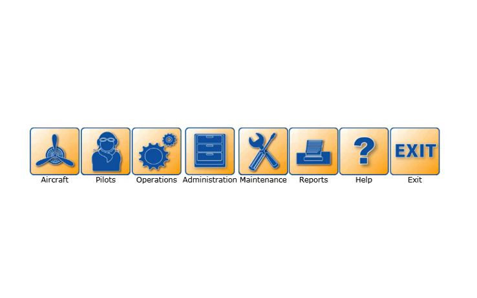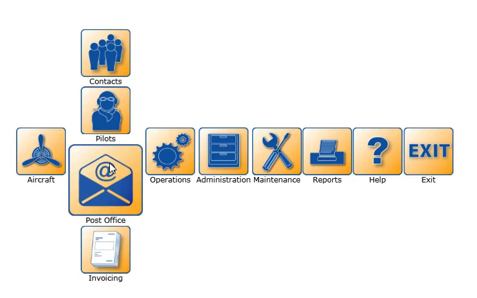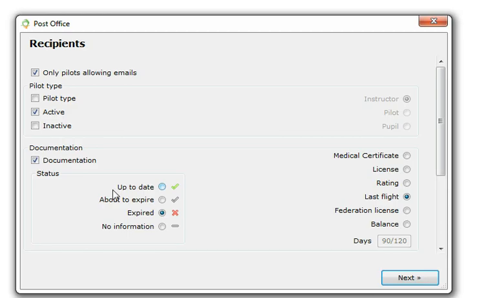In this video we will show a new feature that was introduced in version 1060 of FBO Explorer that allows to define a group of pilots to send electronic mails to them. This option is accessed through the pilot's submenu and is called Post Office.